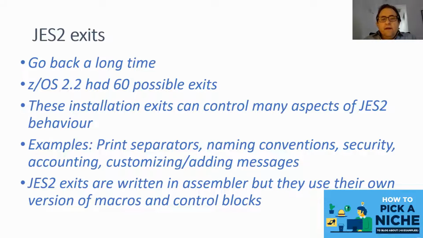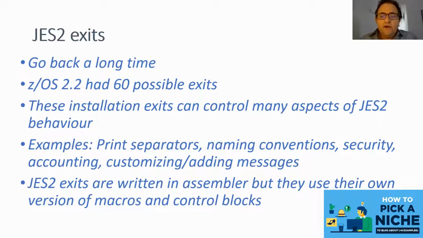JES2 on z/OS 2.2 has 60 exits. And I know that a lot of customers have several JES2 exits. What these JES2 exits do is give us the opportunity to have JES behave in a different manner to the default. It gives us a way to get control at different phases in the JES2 processing, and we can do all kinds of stuff.